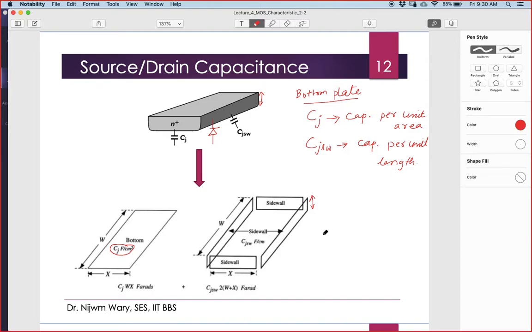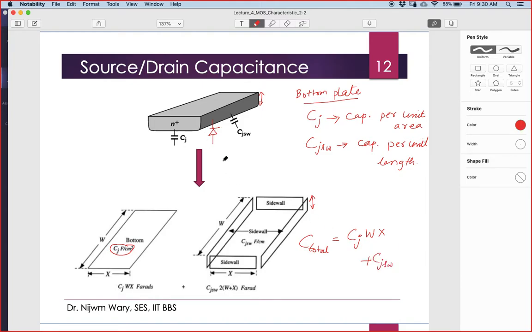So the total depletion capacitance, C total, will be the summation of CJ multiplied with the area, which is W into X, plus CJSW.